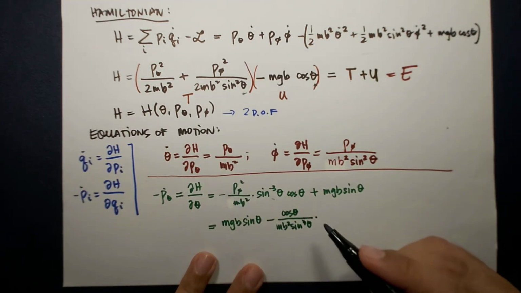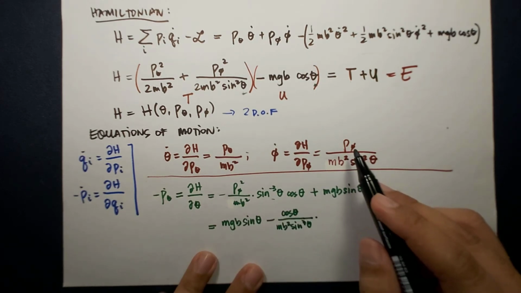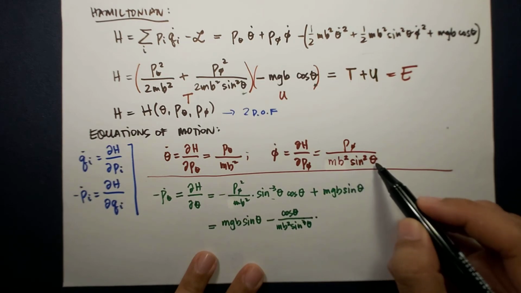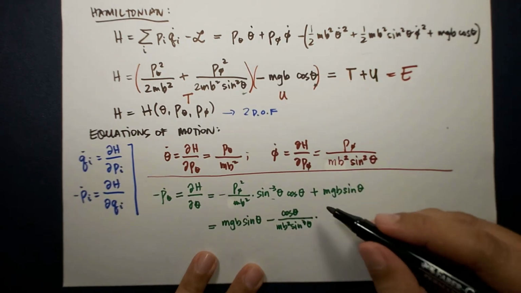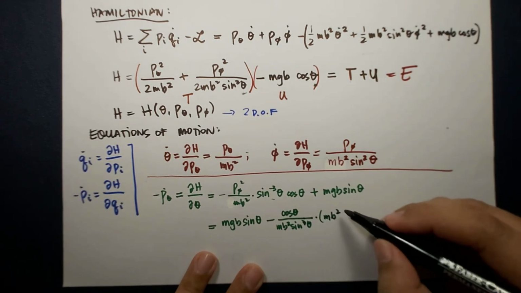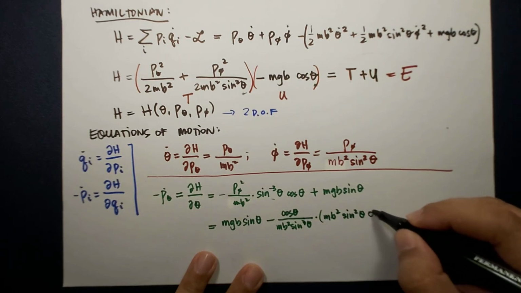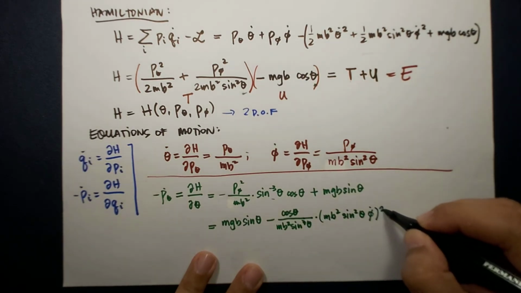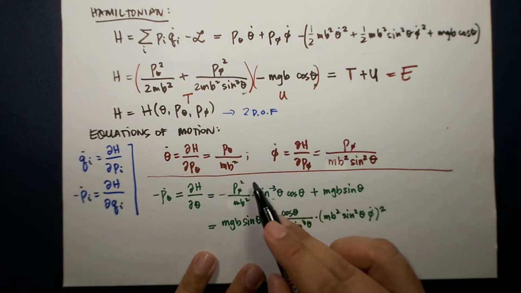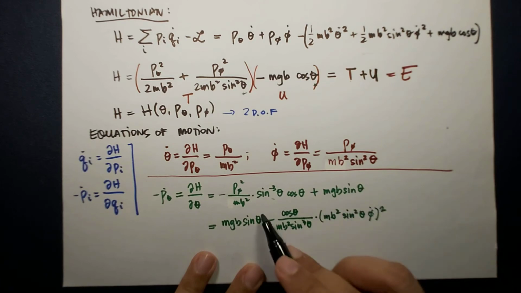And what's p phi squared? So that's mb squared sine squared theta phi dot, then squared. So this is mb squared sine squared theta phi dot squared, then squared. Okay, so this term is actually this term, and this term is actually this term.